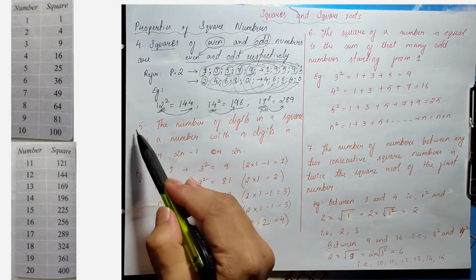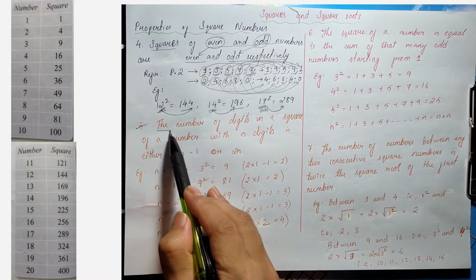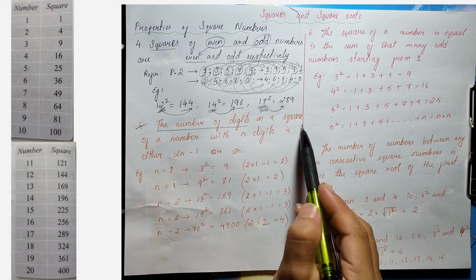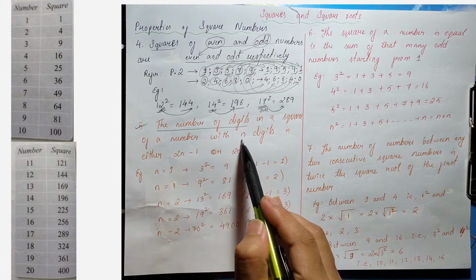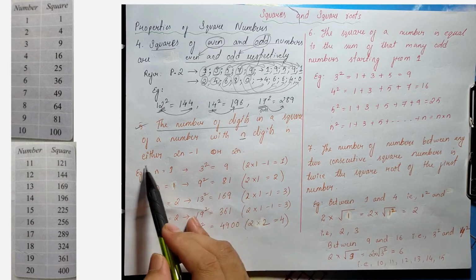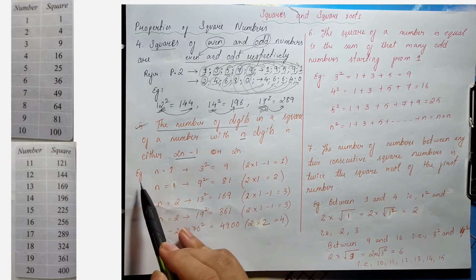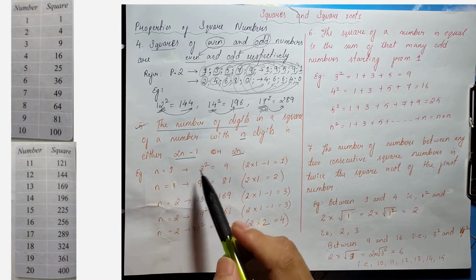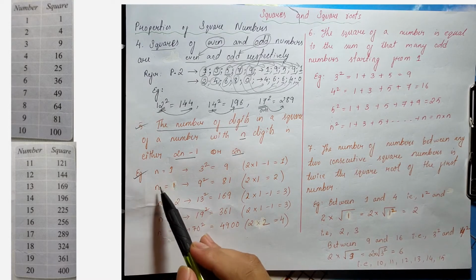Alright, now let us discuss the fifth property. The number of digits in the square of a number with n digits is either 2n minus 1 or 2n. To understand this, let us discuss some examples.